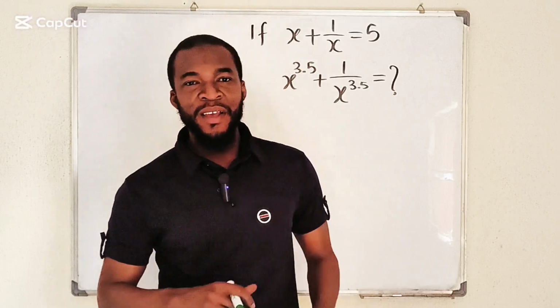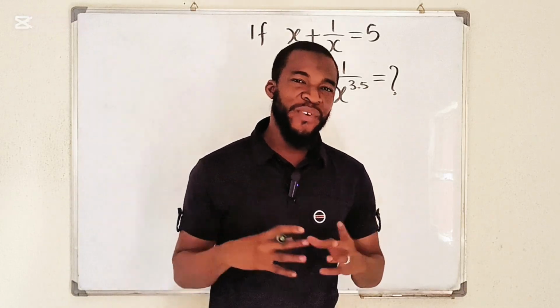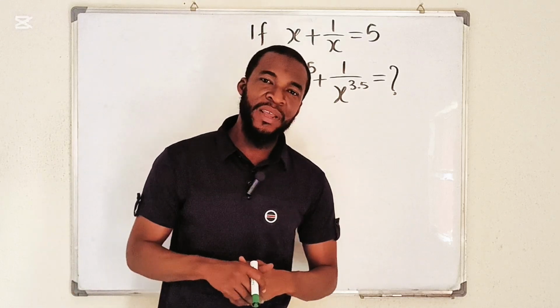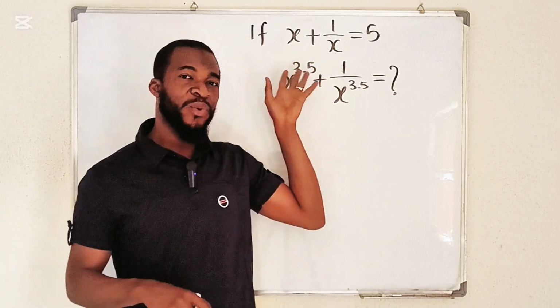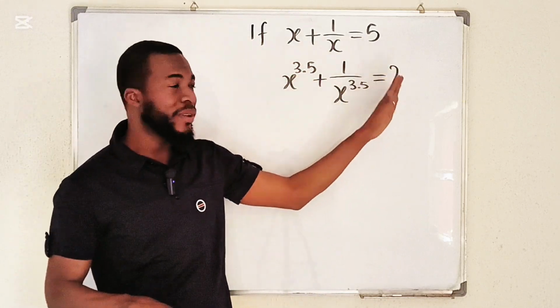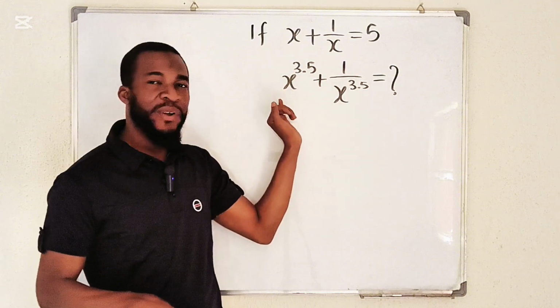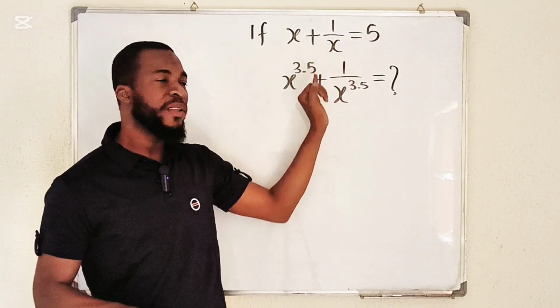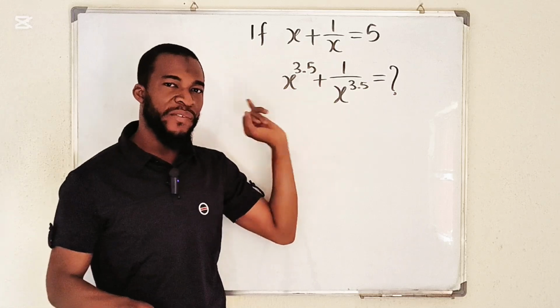Hello everyone. In this tutorial, we are going to provide a solution to this interesting Olympiad mathematics question. We are given that if x + 1/x is equal to 5, what is the actual value of x raised to the power of 3.5 plus 1 divided by x raised to the power of 3.5?